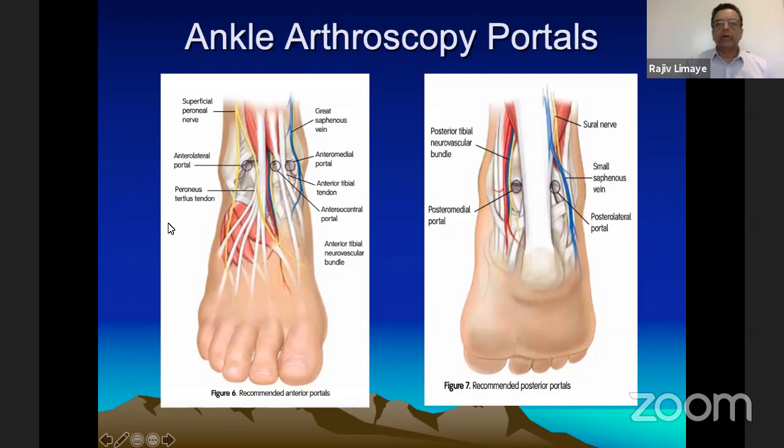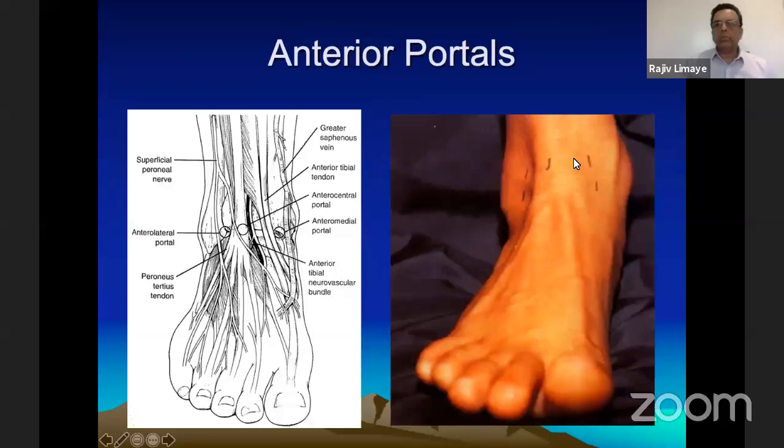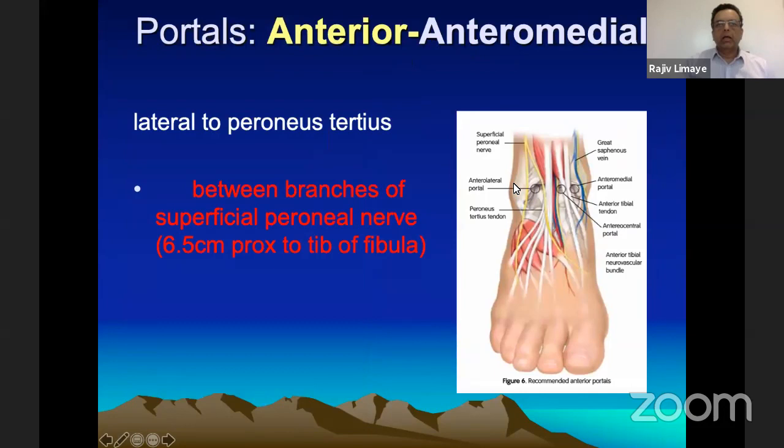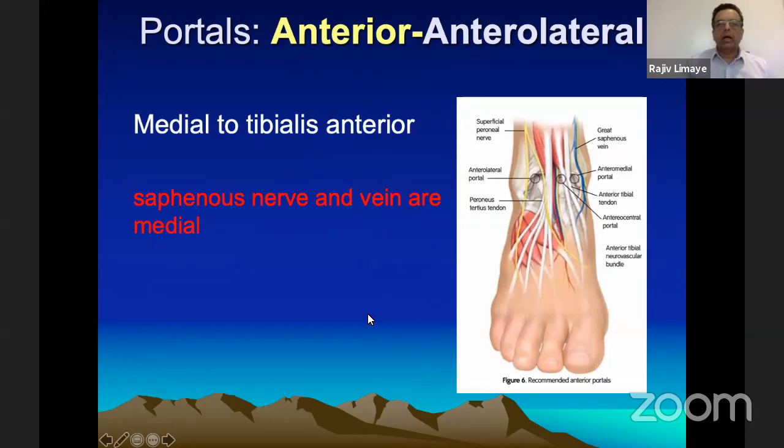But on the posterior side, if one has to do microfracture of the posterior dome of the talus, or if there is a loose body in the back of the ankle joint, one has to go posterolateral or posteromedial, bearing in mind on the medial side there is a neurovascular structure. On the lateral side, there is the sural nerve, as well as the small saphenous vein. Like I mentioned, the anterior portals are used commonly here, but important things to look out for are the superficial branch of the peroneal nerve and the saphenous nerve and vein on the anterior portals. For the posterior portals, one has to look for the nerves as we discussed earlier.